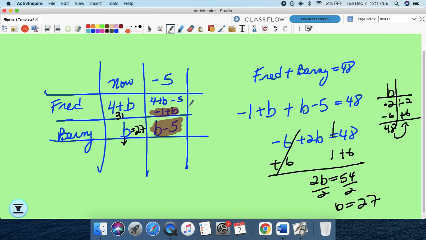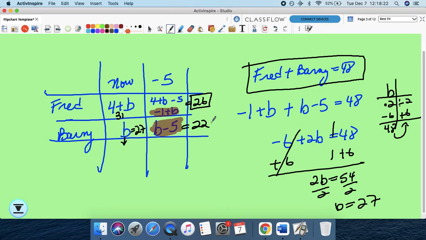5 years ago, Barney was 27 minus 5, which is 22. And Fred, 5 years ago, 31 minus 5 is 26. Now it says that 5 years ago, the sum of their ages was 48. Is that true? Well, 5 years ago, Fred was 26, and Barney was 22. 26 plus 22 does indeed give me 48. So you can check your answer.